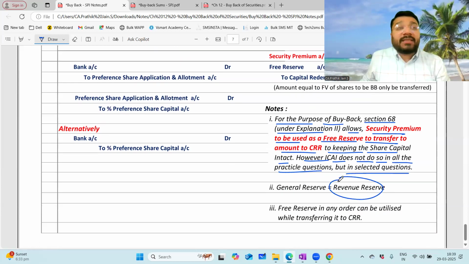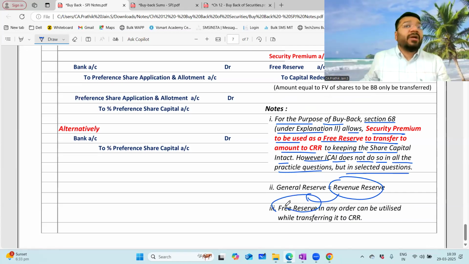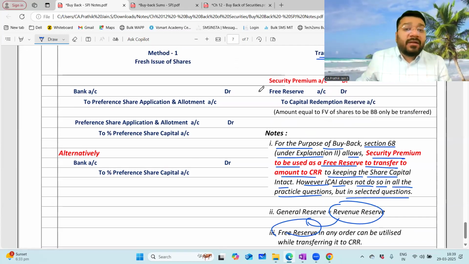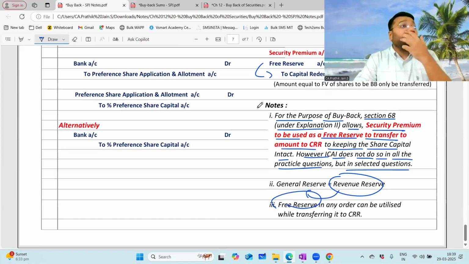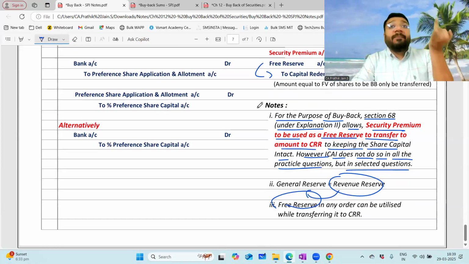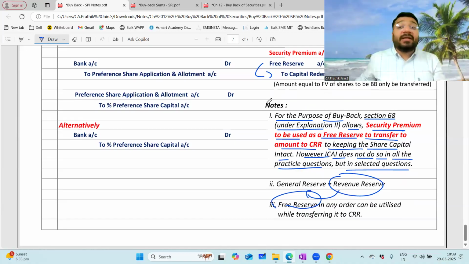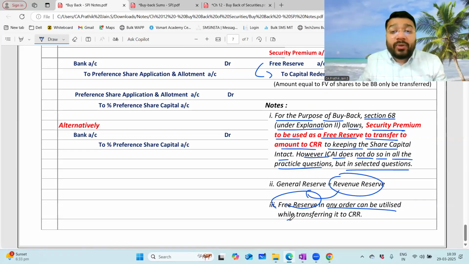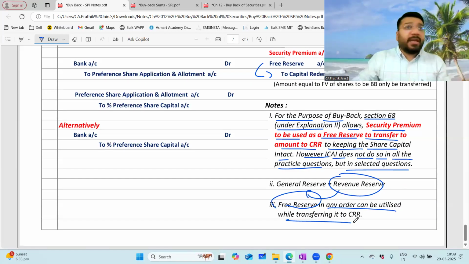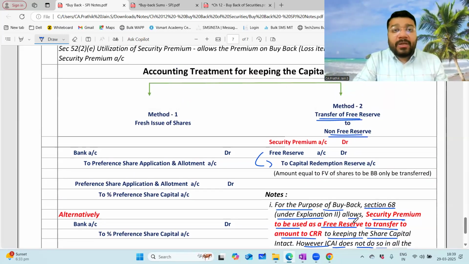There is one thing called revenue reserve that will be given in some questions. Revenue reserve is nothing but another name for general reserve. Now free reserves are given. You have to transfer the money from free reserve to CRR, but there are multiple types of free reserve. The free reserves are in the name of general reserve, P&L balance, surplus, retained earnings, dividend equalization reserve. So which one should I use first? Is there any order given? Section 68 has not given any order. You can use them however you want. Am I loud and clear? Online people, am I loud and clear?